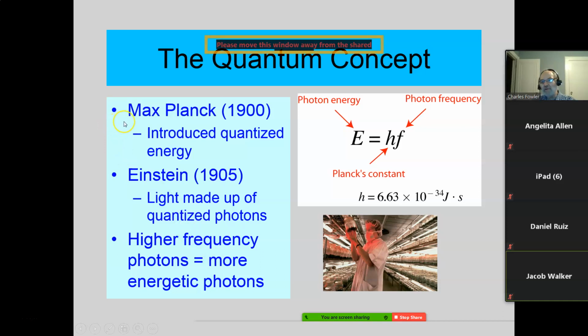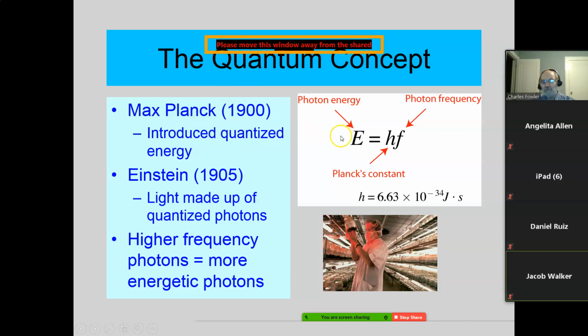And one of the earliest contributors to this was a German scientist named Max Planck. Now it sort of looks like Planck, but it's Max Planck. Right around 1900, he introduced the concept of quantized energy. In other words, energy wasn't just a free-flowing substance. It came in little packets of energy. That's what we mean by quanta of energies.